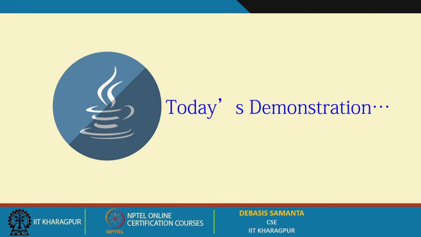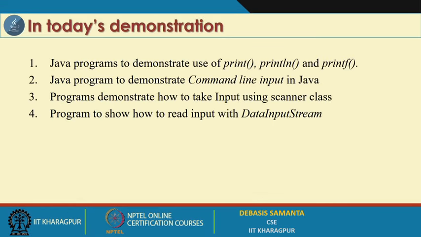So now let us have a quick idea about how input and output are possible in a Java program. We have discussed the different methods in the System class, which is defined in the java.lang package, namely print, println and printf. In our demonstration we will discuss the usage of these three methods, which are defined in the System class, more precisely as System.out.